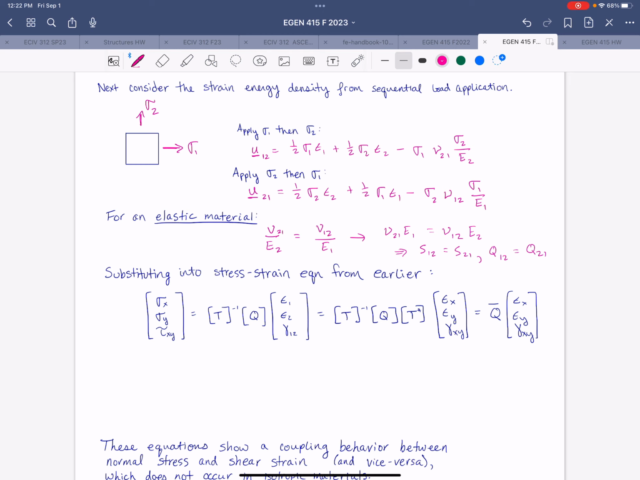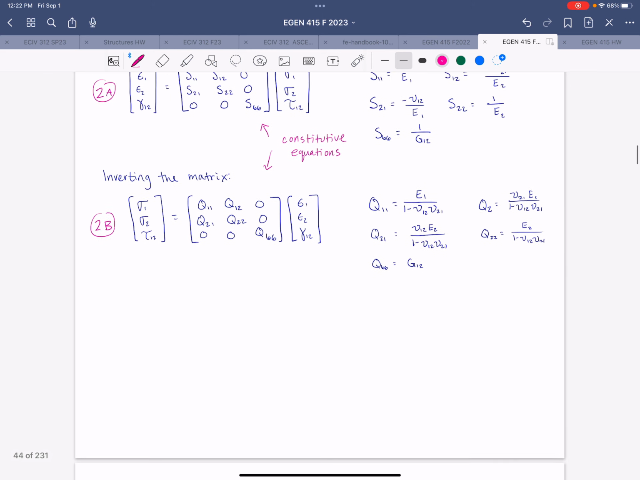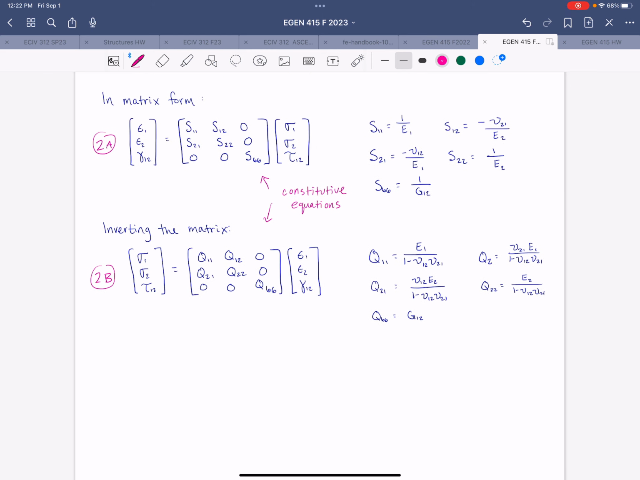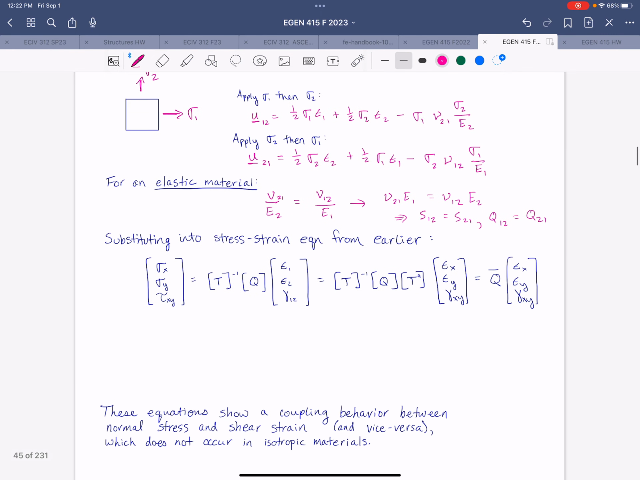What is the S and Q? Those are the ratios or the relations between the material properties that relate stress to strain, so the constitutive relationships. And they were defined on the previous page. Yeah, so those are defined on the previous page.